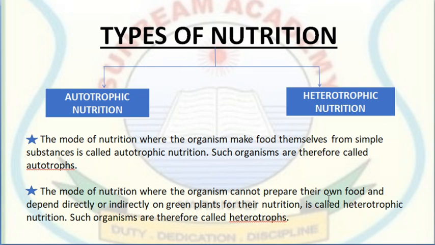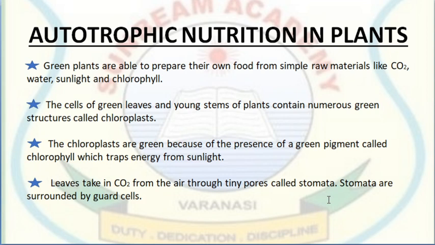And the definition of heterotrophic nutrition is the mode of nutrition where the organism cannot prepare their own food and depends directly or indirectly on green plants for their nutrition. It is called heterotrophic nutrition, and such organisms are therefore called heterotrophs.